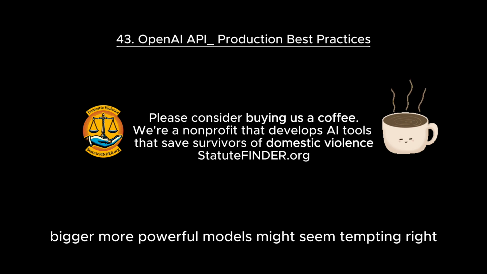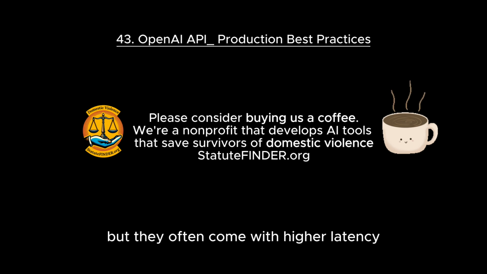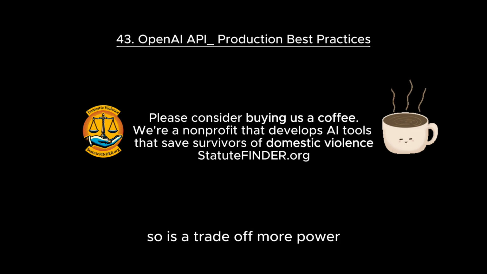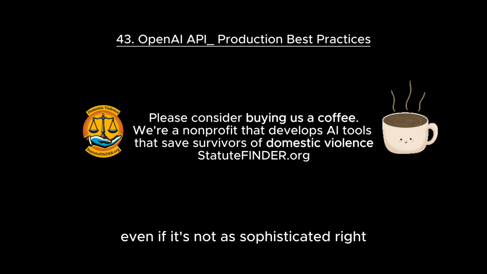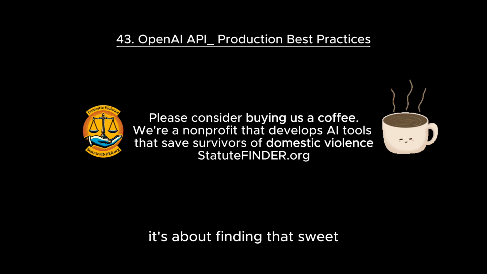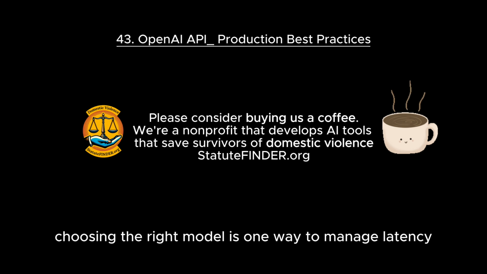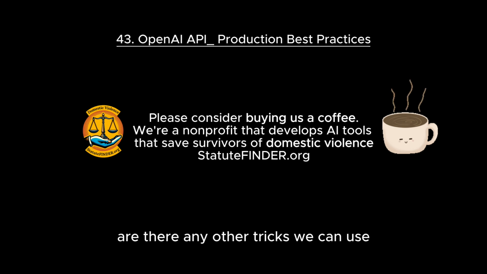Bigger, more powerful models might seem tempting, but they often come with higher latency. So it's a trade-off, more power, but also more waiting? Exactly. Sometimes a smaller, faster model might be the smarter choice, even if it's not as sophisticated. It's about finding that sweet spot between power and performance. That makes sense. So choosing the right model is one way to manage latency. Are there any other tricks we can use?